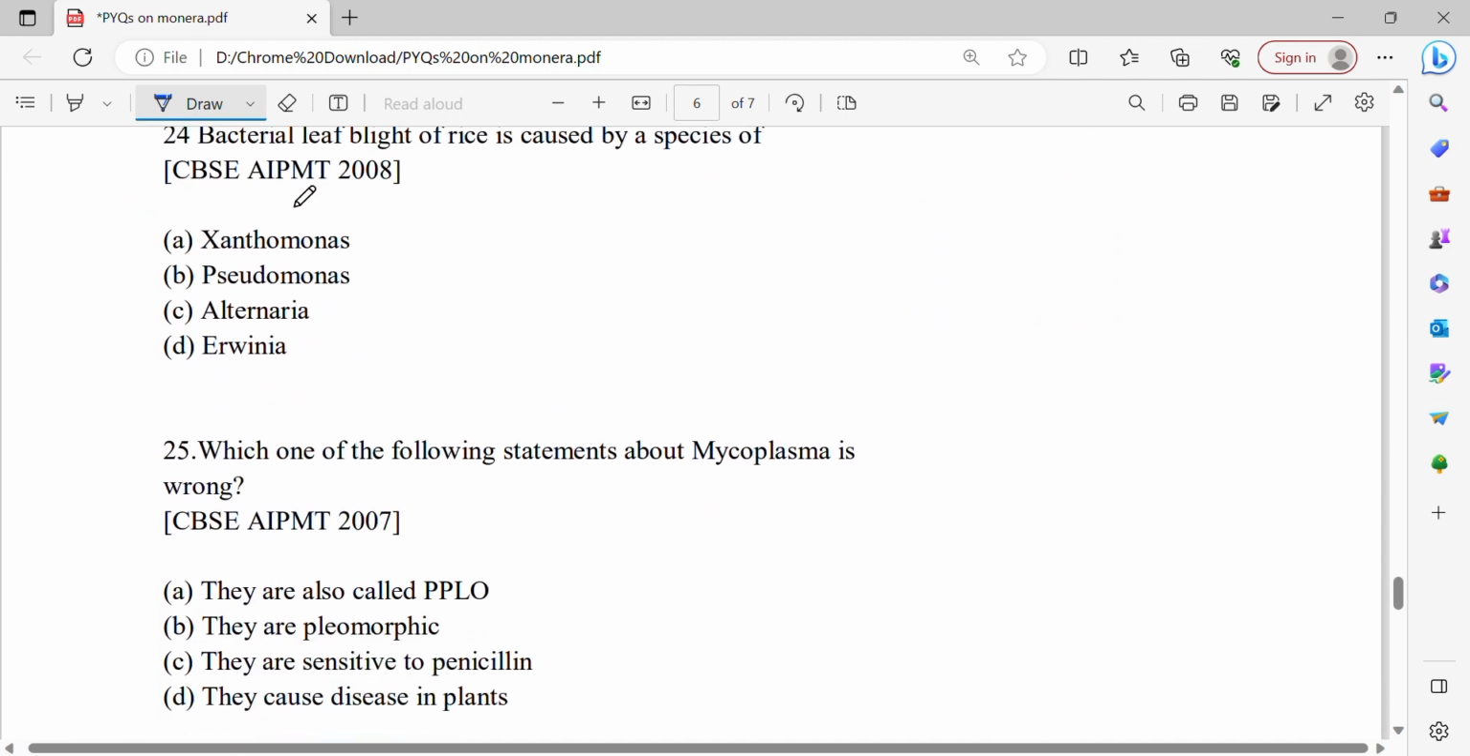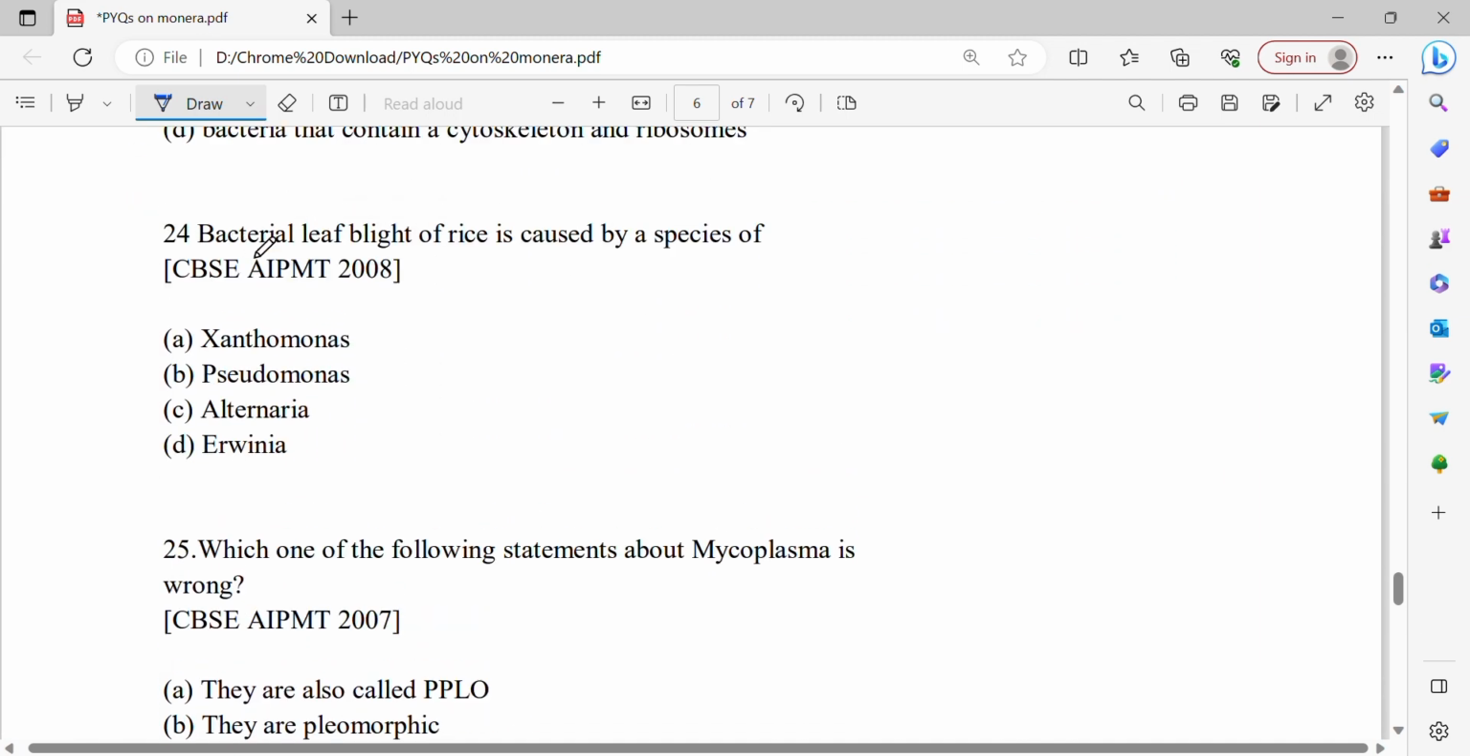Question number 24. Bacterial leaf blight of rice is caused by a species of option A Xanthomonas, option B Pseudomonas, option C Alternaria, option D Erwinia. And the correct option is option A Xanthomonas.